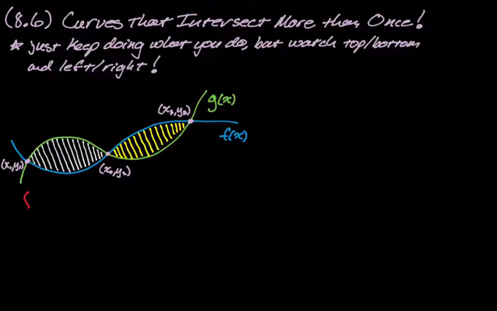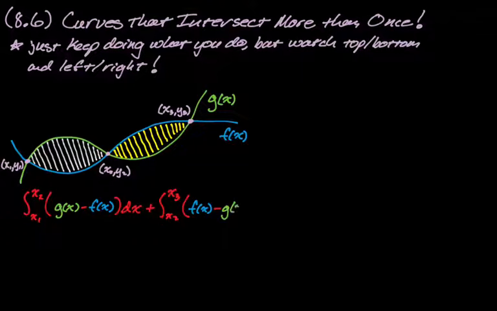All right, so let's write them down. First one, we're going from x1 to x2, top curve minus bottom curve. Then we're going to add to that the second one, which is going to be from x2 to x3, top curve is now f of x, bottom curve is now g of x. This is not really a big deal.